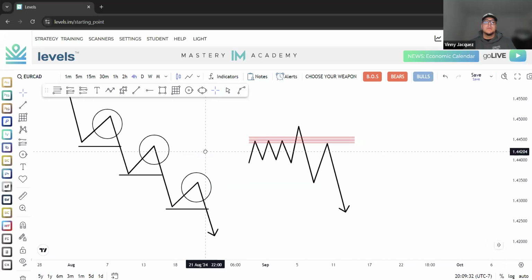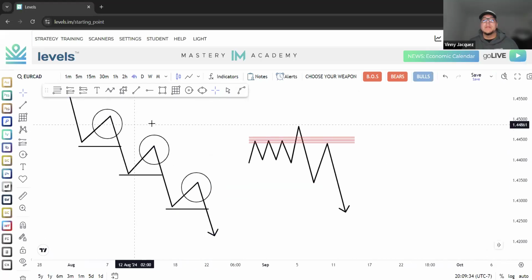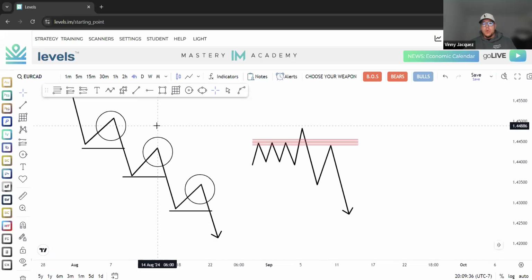You guys notice? Usually in these areas here. They're not always going to look the same, but that's why we need to focus on structure and being able to understand higher highs, higher lows, lower highs, break of structures, and change of characters. Because when you can understand that, guys, the game really changes.